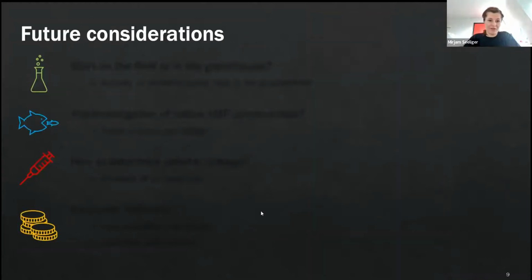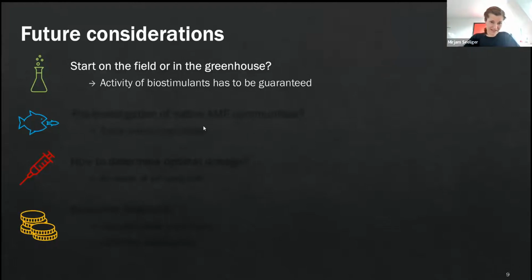So for future considerations, and also maybe for the discussion that we have later on, the question is, where should we start testing biostimulants? Should we start in the field or in the greenhouse? Because we started in the field, but at the end didn't have an active inoculum or large effects. But on the other hand, of course, field research in this context for wheat particularly might be most relevant, and therefore you have to have an active biostimulant that you might have to test before. So yeah, that's a big question here.